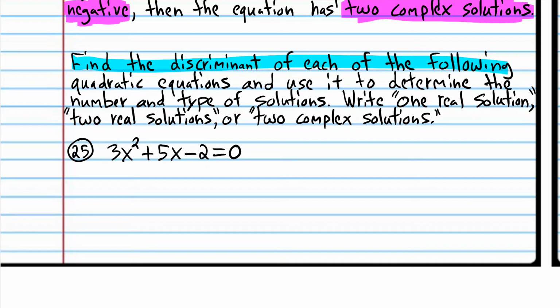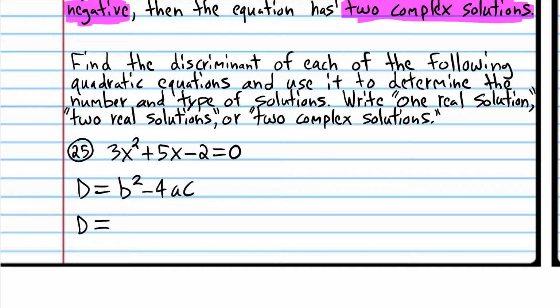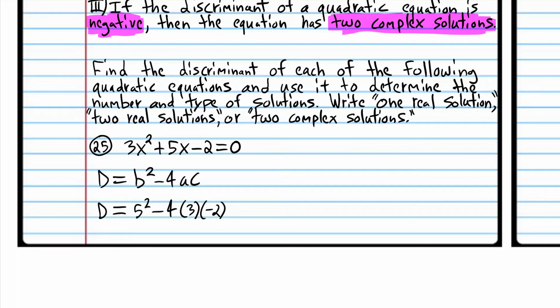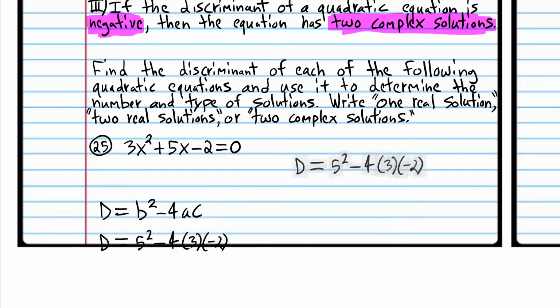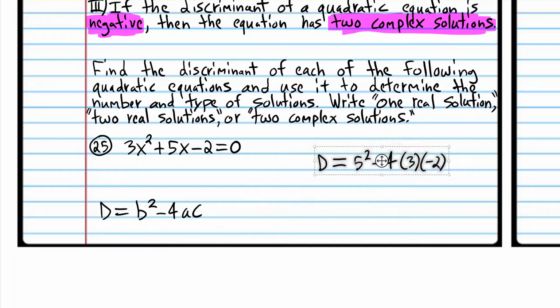So we're first going to find the discriminant, as it tells us to do. And let's write the formula. Maybe I should label the coefficients first. So a is 3, b is 5, c is -2, and plug those in, and we get 25.